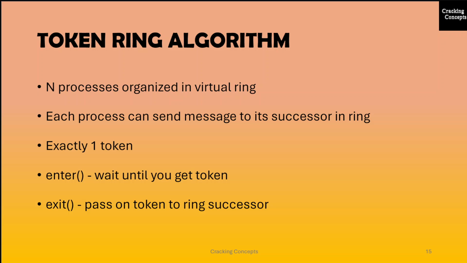If a process receives a token and it is not currently in the enter function, then it will just pass on the token to the ring successor.